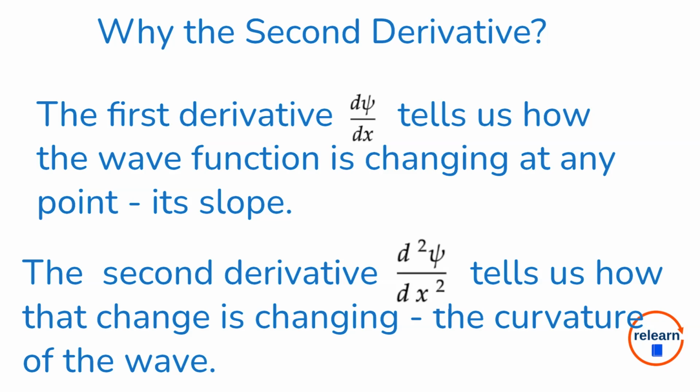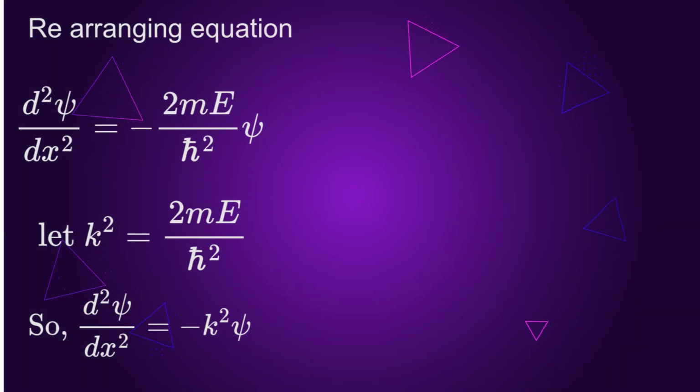Solving the equation. Now, let us solve this step by step. We can rearrange the Schrödinger equation: d²psi/dx² equals minus 2mE upon ħ² times psi. Let us call k² equals 2mE upon ħ². So, d²psi/dx² equals minus k² times psi.